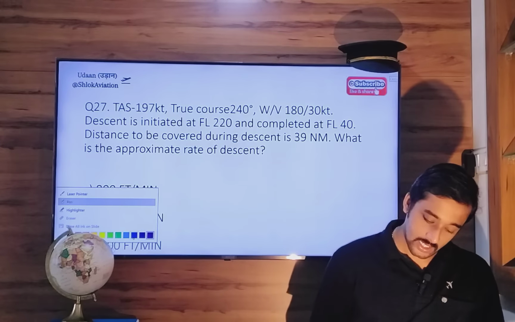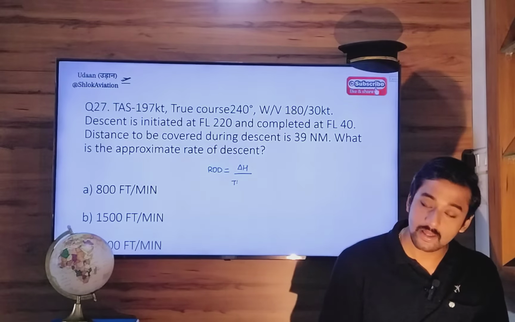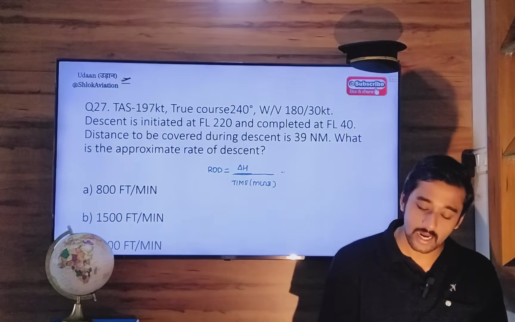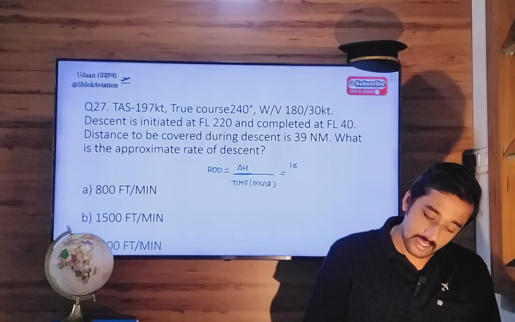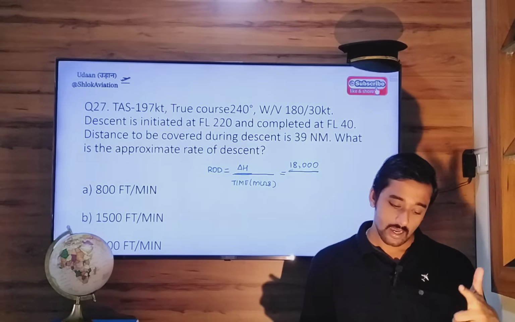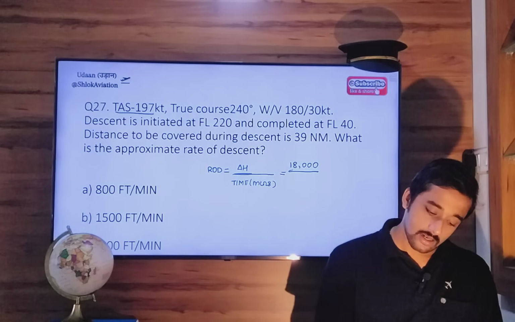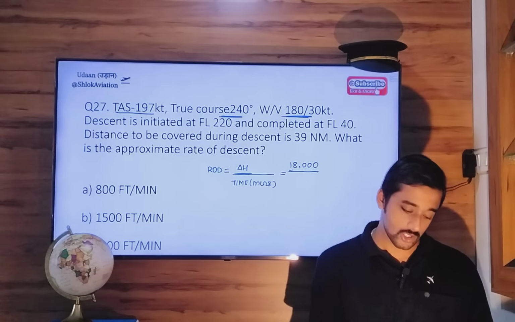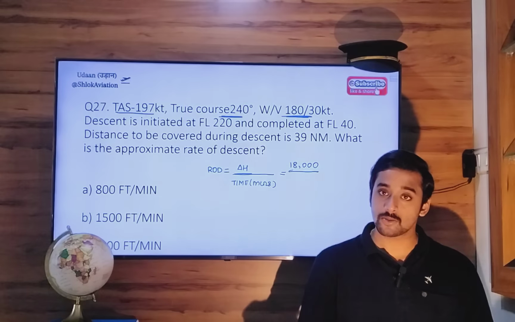We know that rate of descent equals change in height divided by the time that it takes to descend in minutes. How much height you are going to descend in what time limit? So change in height we know already, 18,000. Now the time, we do not know, but we do know the distance, and we know the speed of this aircraft. What we know is TAS, we have the winds, we have the true course given to us. Using this information, we can find out ground speed of this aircraft.